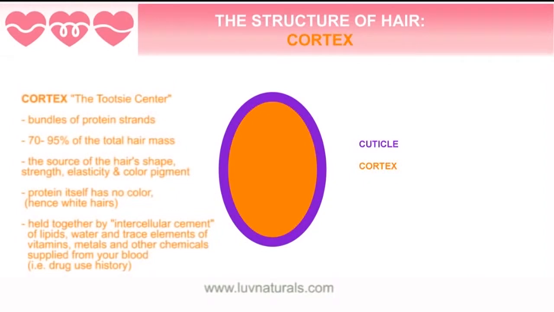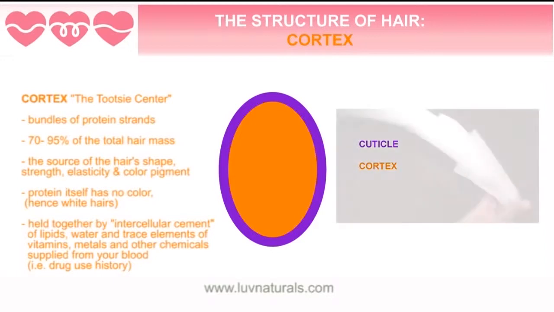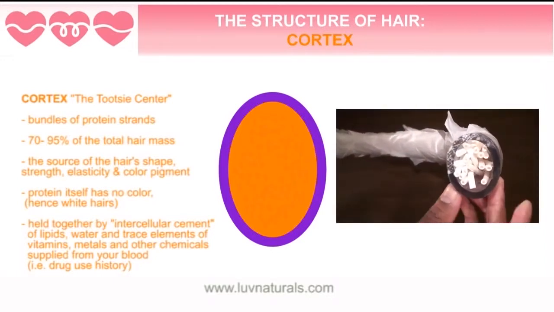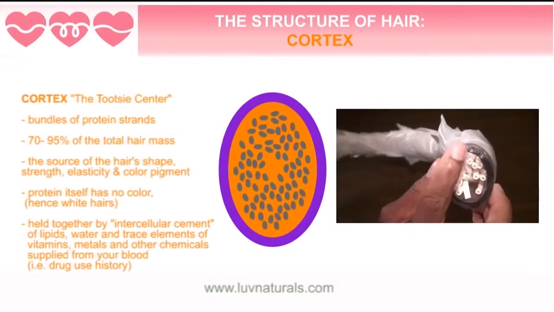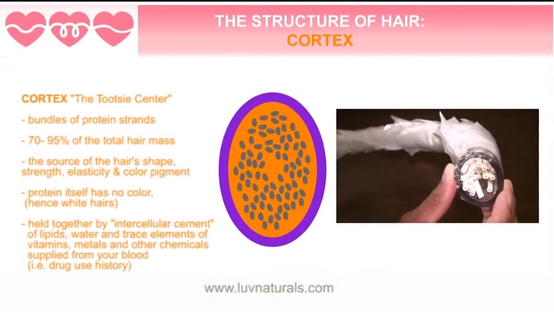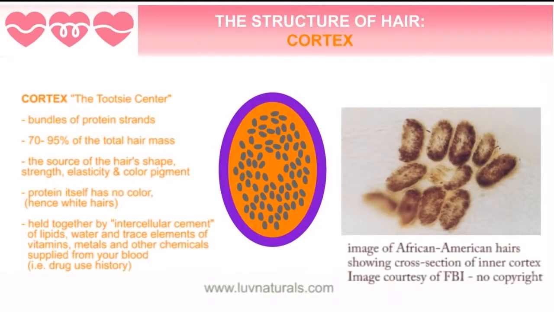Now for the cortex. I jokingly call it the Tootsie Center. And for my younger and international viewers, I've added a link to this American pop cultural reference in the sidebar. The cortex is made up of bundles of protein strands. Its structure is quite amazing. The cortex makes up anywhere between 70 to 95% of the hair strand's total mass. It is the source of the hair's shape, strength, elasticity, and color pigment.